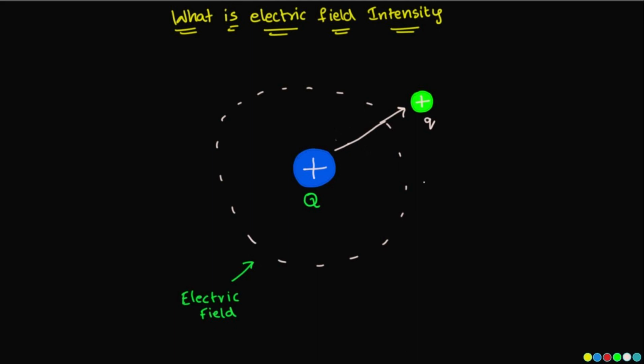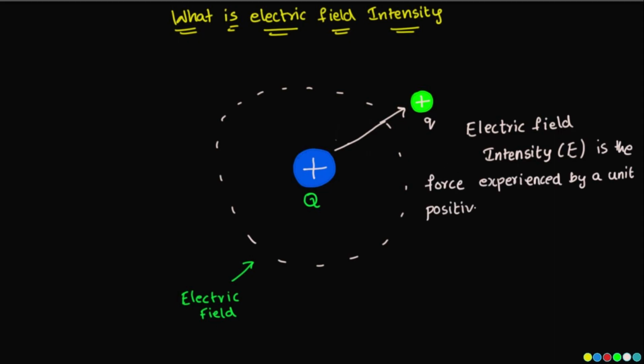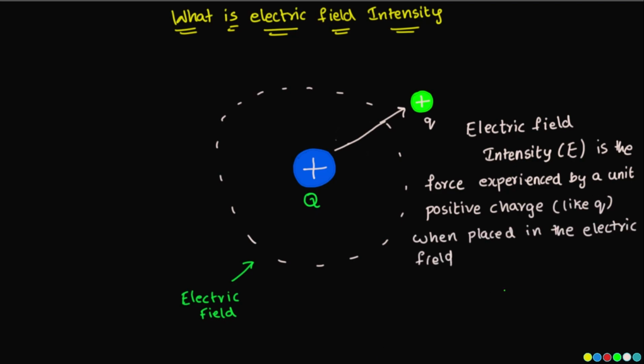This force, F, experienced by the test charge due to the electric field, is what we call electric field intensity, E. So, electric field intensity is the force experienced by a unit positive charge, like q, when placed in the electric field. The symbol for electric field intensity is E, and it is measured in Newton per Coulomb. Remember, since force is a vector, electric field intensity is also a vector. Its direction is the same as the direction of the force experienced by the test charge.